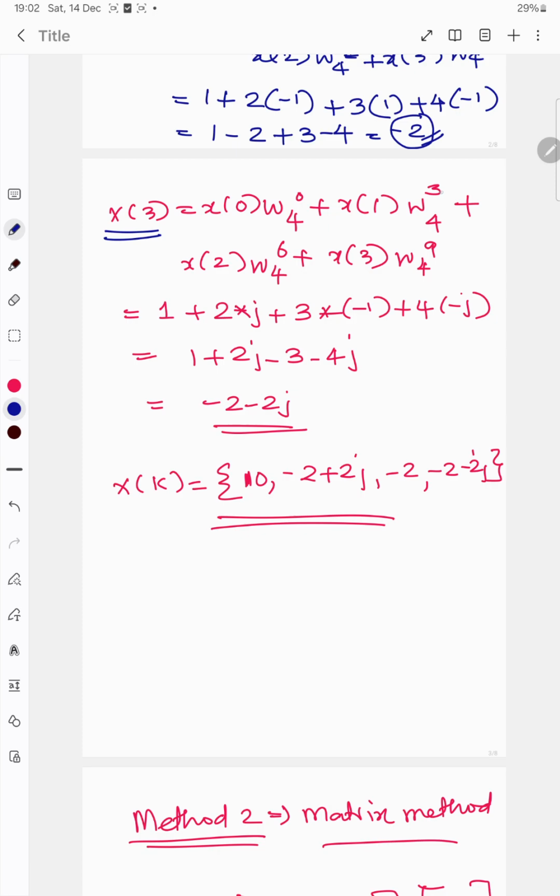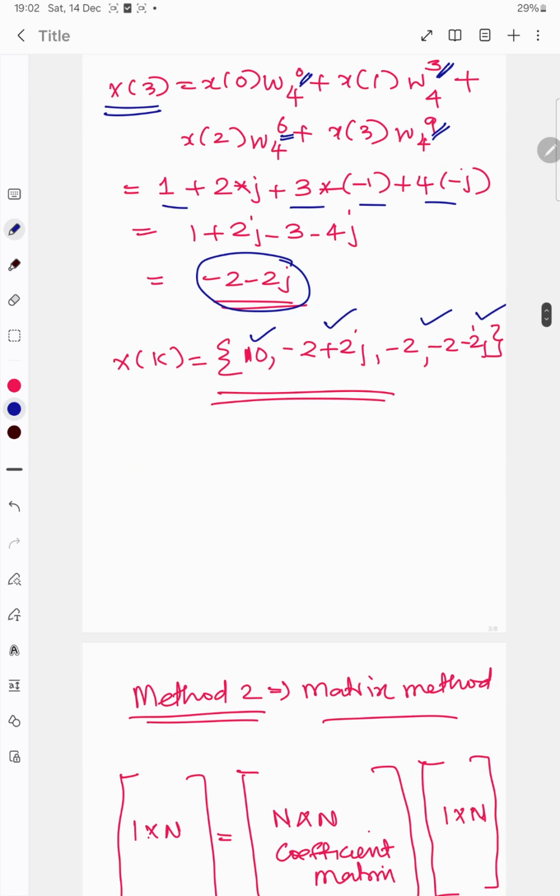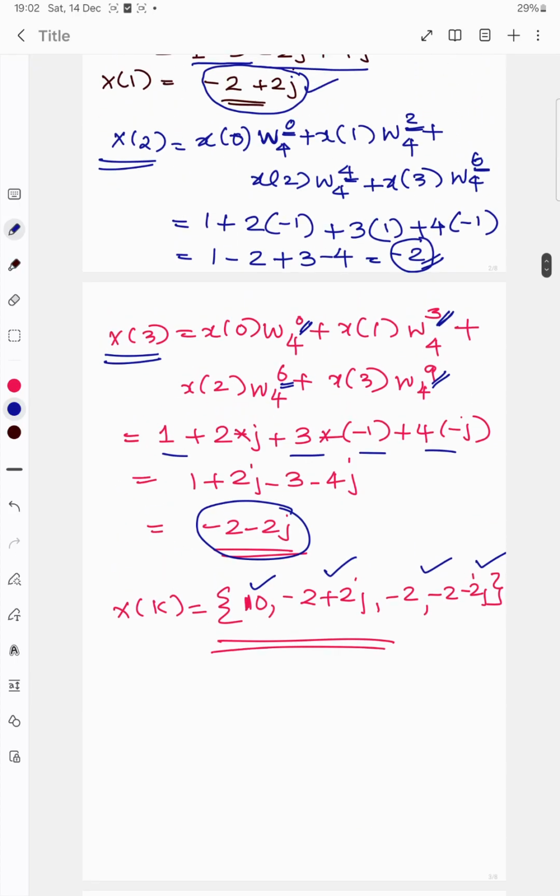So 1k becomes 3, 2k becomes 6, and 3k becomes 9, and this is already 0. If you substitute all these values here, then we will get the value of minus 2, minus 2j. So we have all the values: 10, minus 2 plus 2j, minus 2, then minus 2, minus 2j. So this is the answer we got by using this particular method. This is called the expansion method.